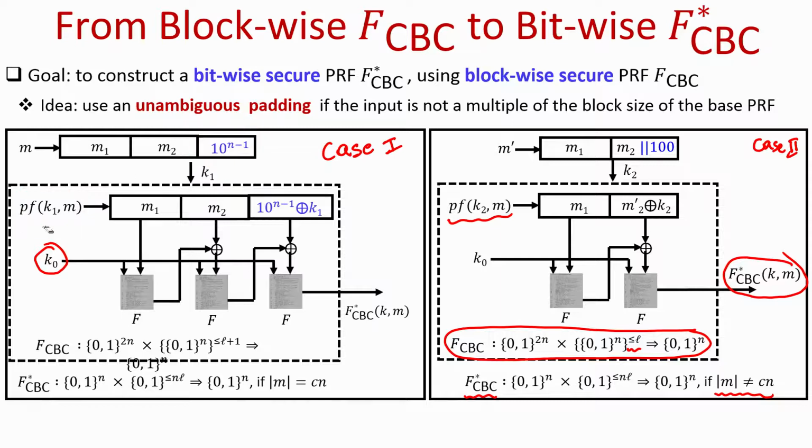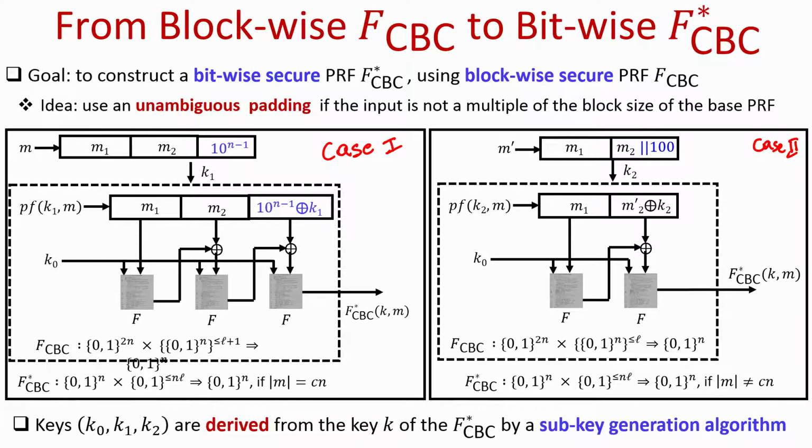Now, let us see how exactly the sub keys k sub 0, k sub 1, k sub 2 are derived. Remember that the overall key for my PRF F star is just one key k of size n bits. The keys k0, k1, k2 are derived from the actual key k by a sub key generation algorithm, which will be publicly known. Depending upon whether the sender is in case 1 or case 2, it is either going to use k0, k1 or it is going to use k0, k2, right.